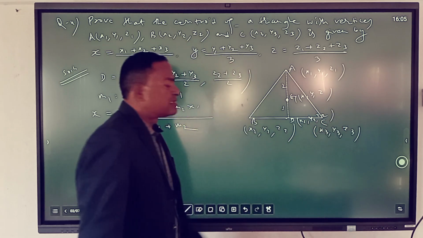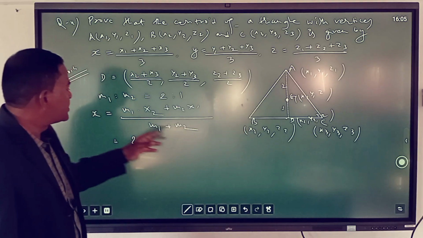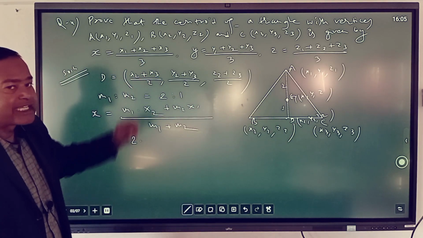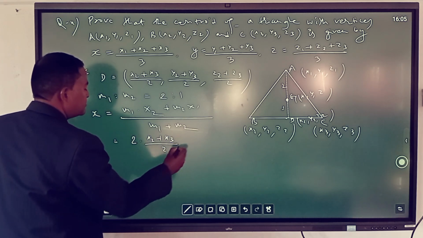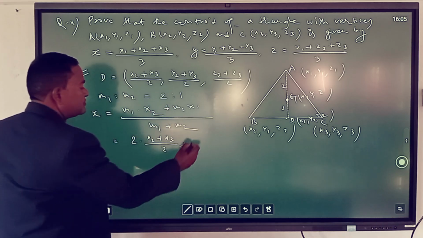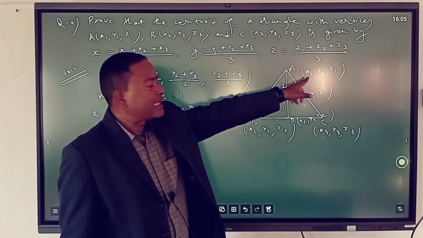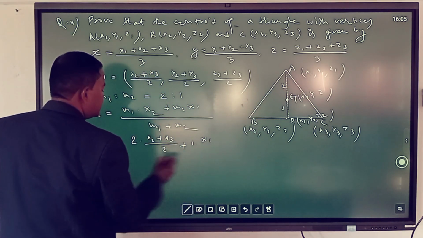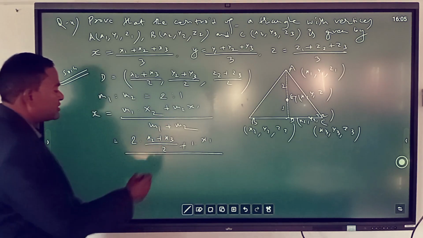So let's represent by the capital letters the coordinates of the point D. So dear student, x means (m1 x2 plus m2 x1) divided by m1 plus m2. Substituting, m1 is 2 times x2, which is (x2 plus x3) by 2, plus m2, the value of m2 is 1, times x1. x1 means the x coordinate of the point A, divided by m1 plus m2, that means 2 plus 1.